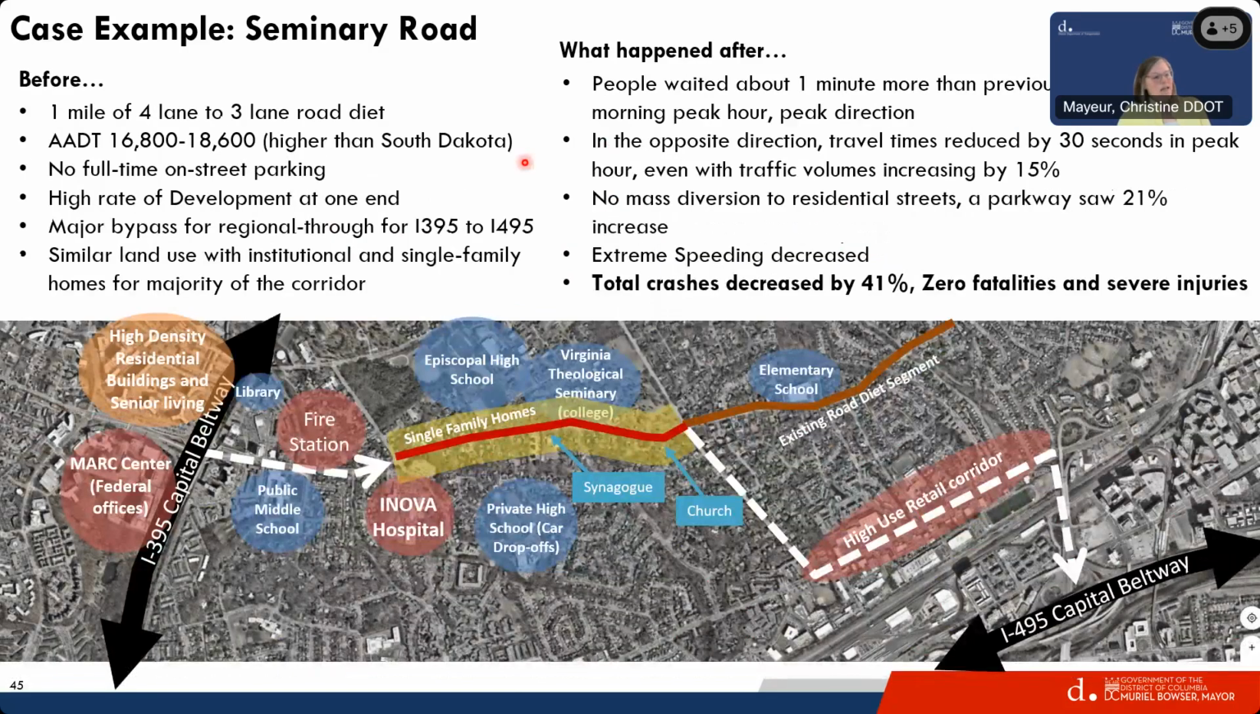One that's most applicable, I think, is actually across the river in the city of Alexandria, and it's Seminary Road. It was about 1 mile of 4 to 3 road diet. The average annual daily traffic was actually slightly higher than South Dakota, 16,000 to 18,000. South Dakota is about 16,300 to 18,500, I believe. It did not have on-street parking before, with a lot of development on one end. It tends to be a bypass for 495 to 395, kind of a regional route that people will take through the city.